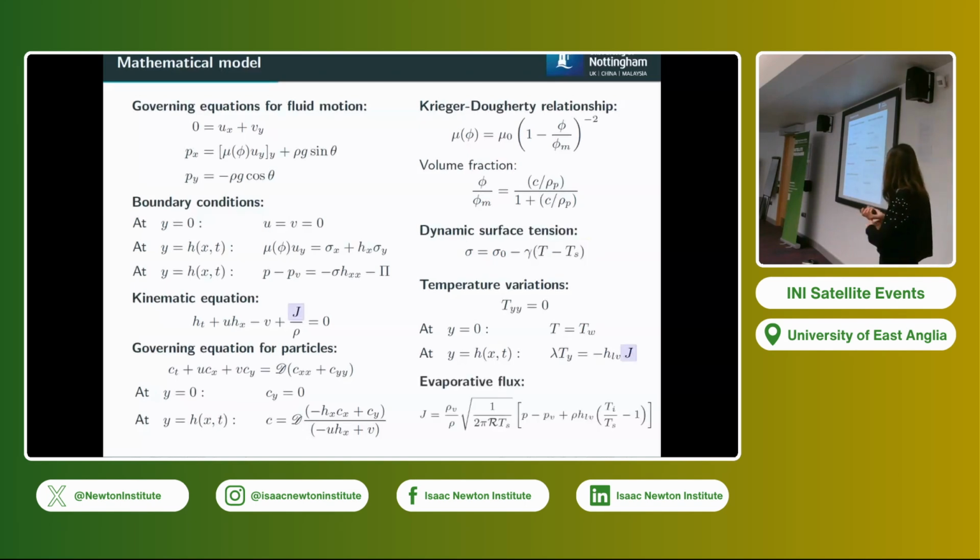And finally, for the evaporative flux, we impose a kinetic model that basically relates J to the temperature at the interface, which is given by this Ti parameter, and involves all these other constants, which include properties of the vapor, like density, pressure in the vapor, and the saturation temperature.